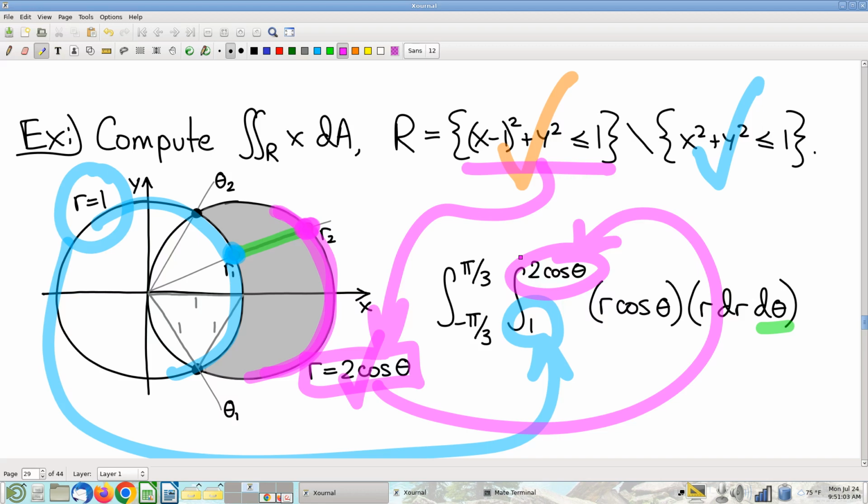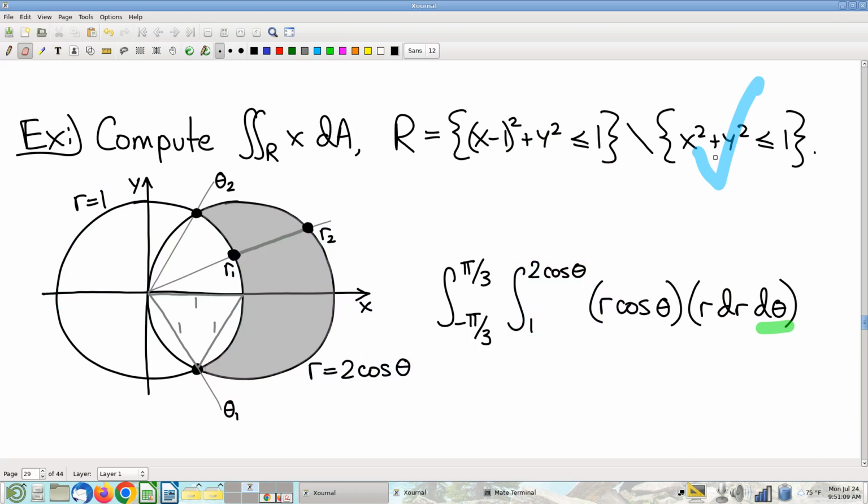How did I get the region from the definition at the top? Sure. So each of these is a disk, right?